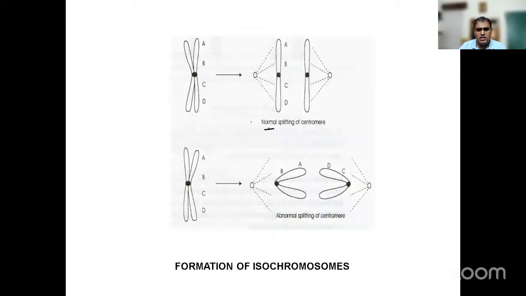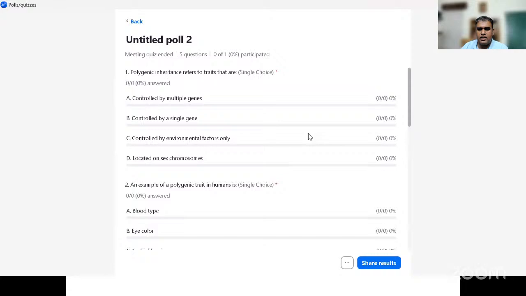Just again, an image over here. This is the normal splitting being shown at A, B, C, D. You can see the normal splitting of the centromere. This happens, the abnormal splitting of the centromere. Just look at the image. The image will say 1,000 words. Right. Okay. I guess we can see a pole also over here.